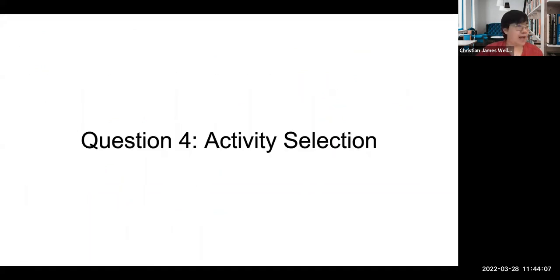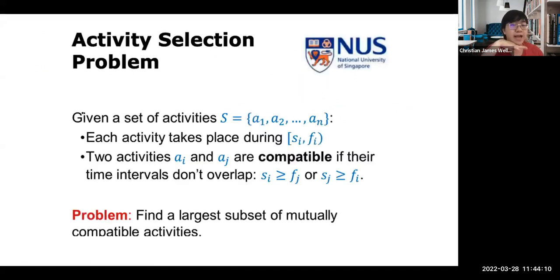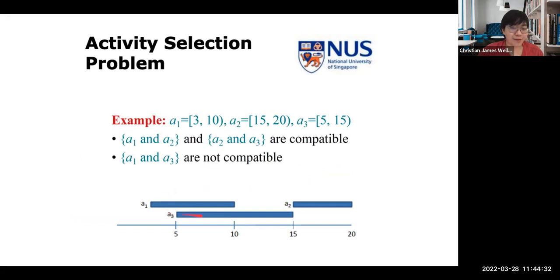In the interest of time, I'll go on to the last question, activity selection, which is a new problem. In case the algorithm isn't clear, you can ask me later. Activity selection is given a set of activities. Each activity has an interval, and two activities are compatible if their time intervals don't overlap. For example, the timing from 3 to 10 and 5 to 15 clash. They are not compatible if they clash, and it's fine if they don't clash.